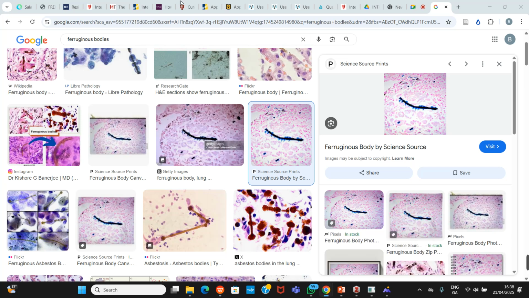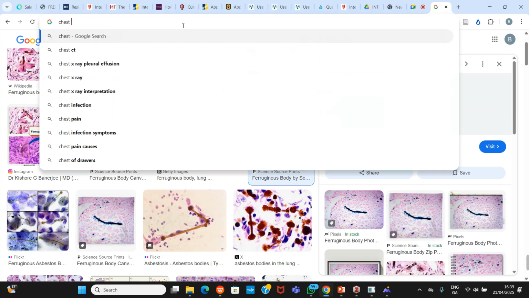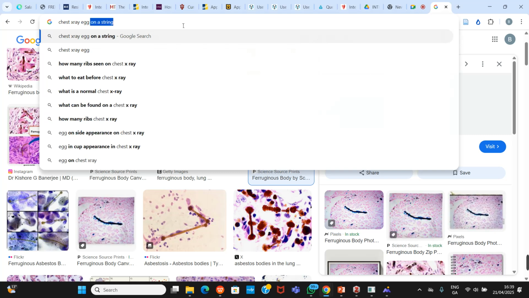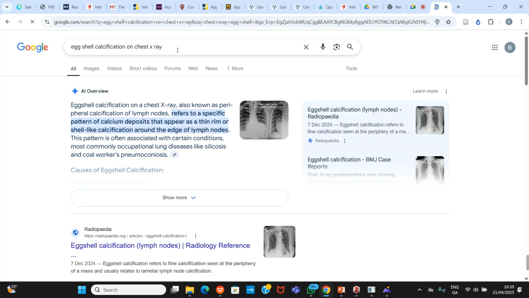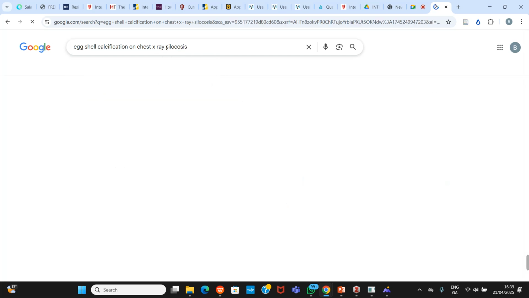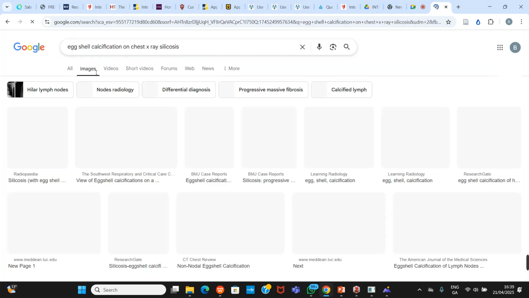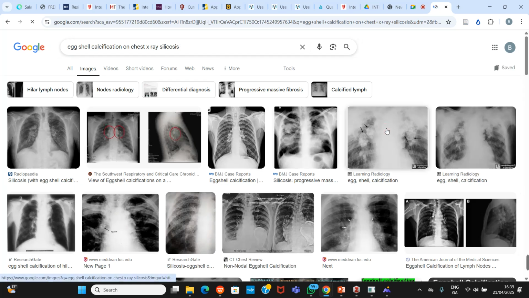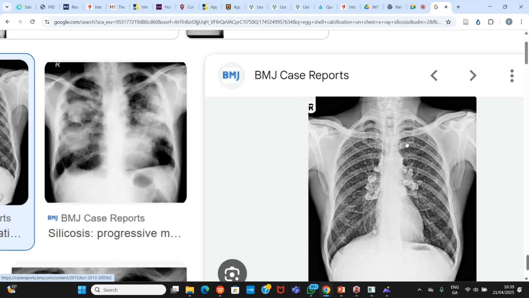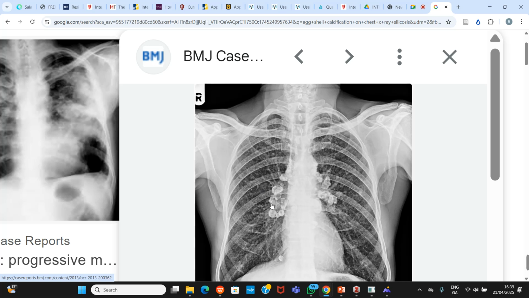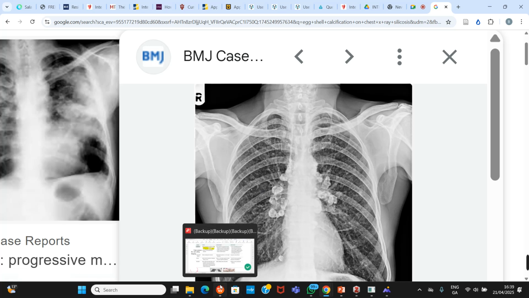Let me show you the chest X-ray. Eggshell calcification for silicosis. So once you see that, have a high index of suspicion for silicosis, and so these are the eggshell calcification. It looks like they are depositing eggs. You can see this, you can see that, as big as it is. So eggshell calcification, this guy is most likely having silicosis.